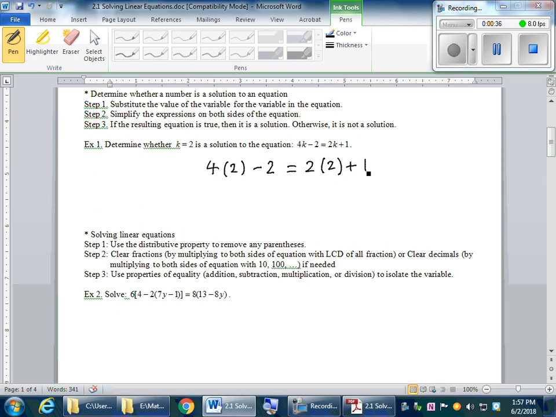4 times 2 is 8. 8 minus 2 is 6. That is equal to 2 times 2 is 4, plus 1 is 5. So notice that 6 does not equal 5. This is false. So therefore, k equal to 2 is not a solution.